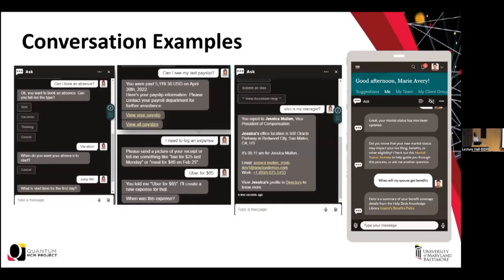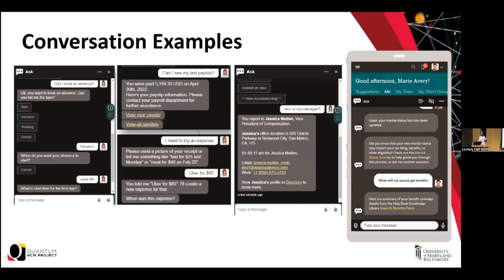So this is a screen, I hope you can see. One such example: can I book an absence? So that's the question you would ask. You don't have to necessarily use the same words, right? So that's what the machine learning, the artificial intelligence is. You can ask, I want to book an absence. So the digital assistant has the ability to sense that context. And it can say, okay, you want to book an absence. Can you tell me the type?